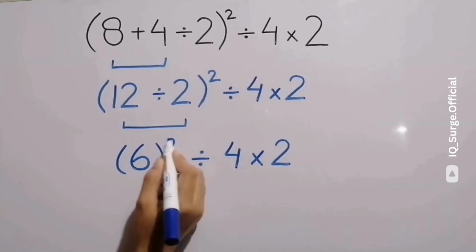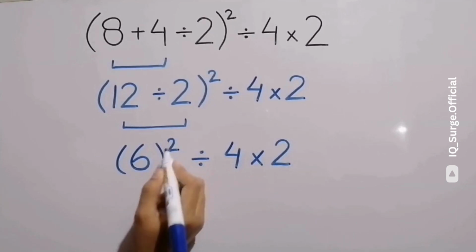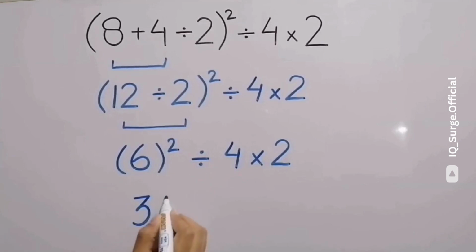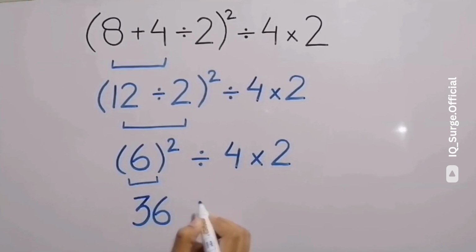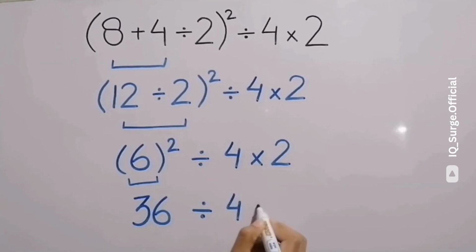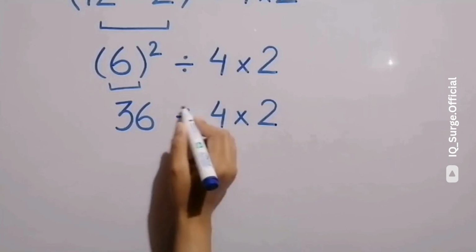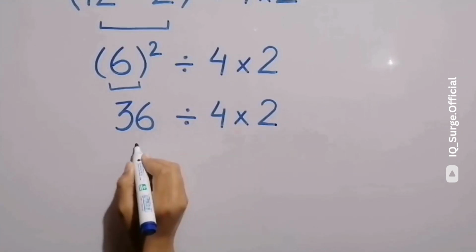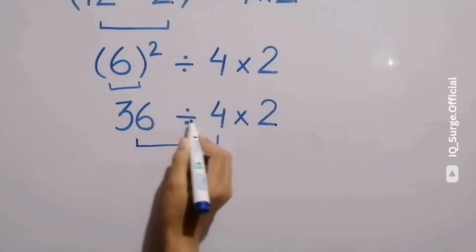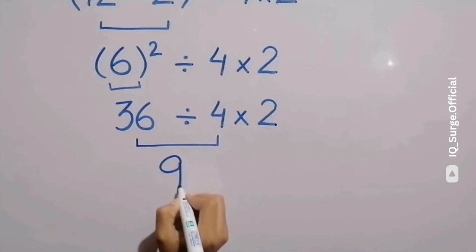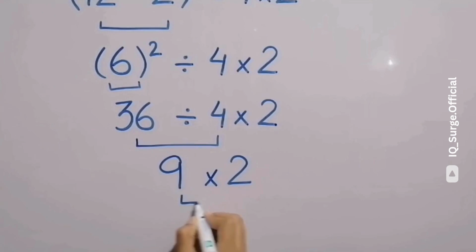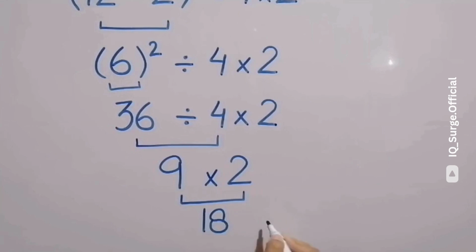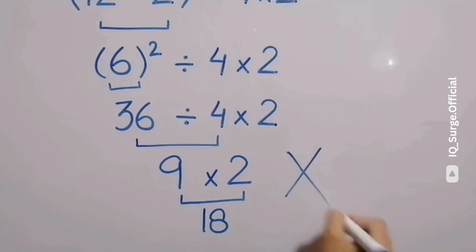Then they say it's time for the exponent, and instead of this expression they write 6 times 6 equals 36. Divided by 4 then multiply by 2. And the final step they go for the division between 36 and 4, and simplify this expression to 9. Then times 2. 9 times 2, which finally gives them the answer 18. But it's not the correct answer to this question.